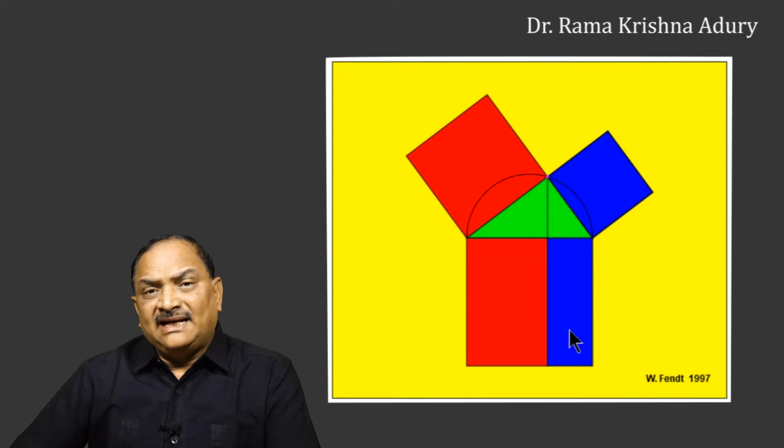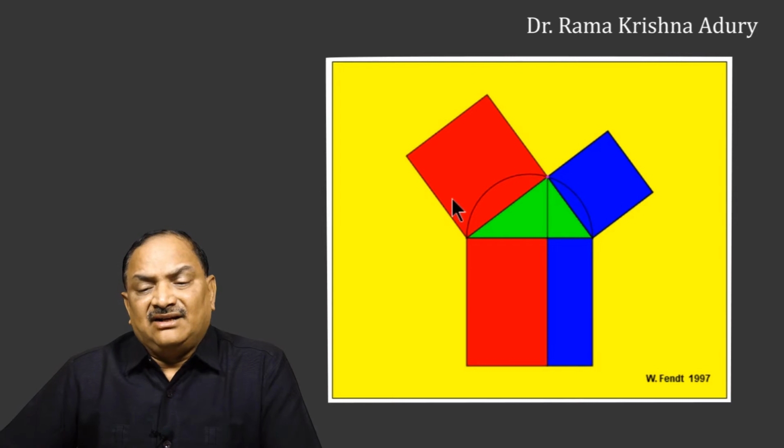So this blue rectangle's area is the same as this blue square area, and this red square area is the same as the area of this red rectangle, and therefore the red square and the blue square together are a combination of two rectangles here, which eventually gives you a square. Okay, this whole thing is a square. So the sum of these two squares is equal to this square.